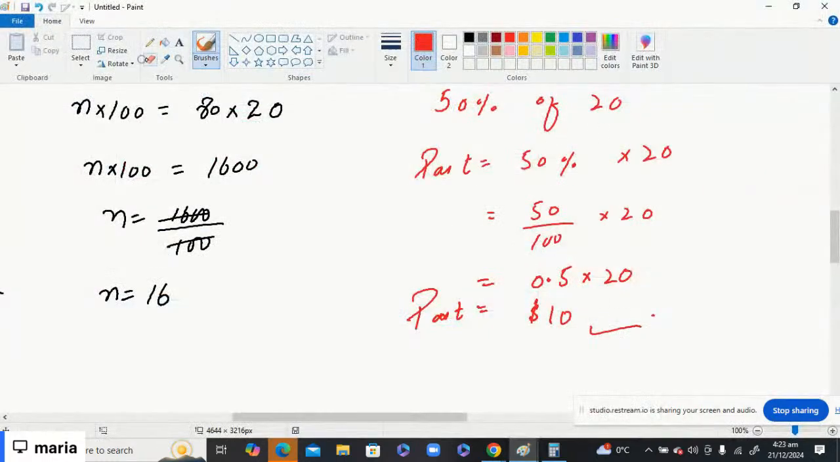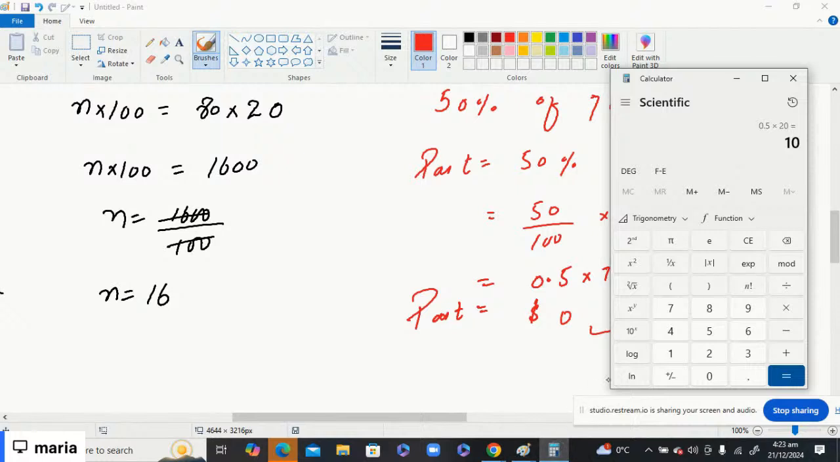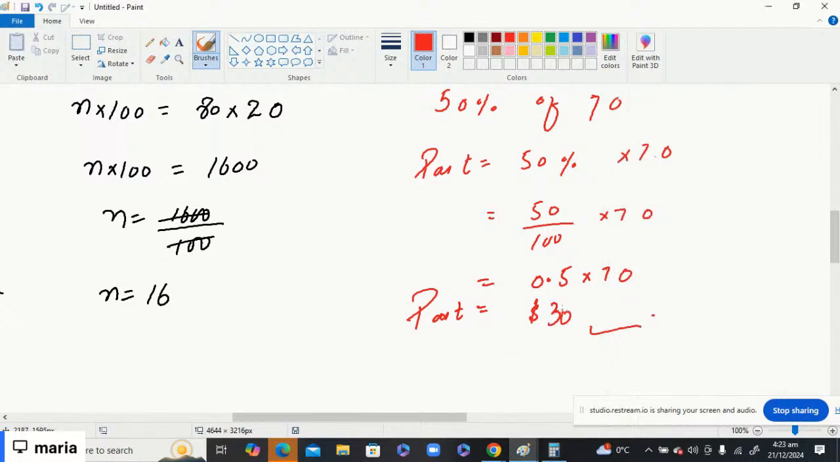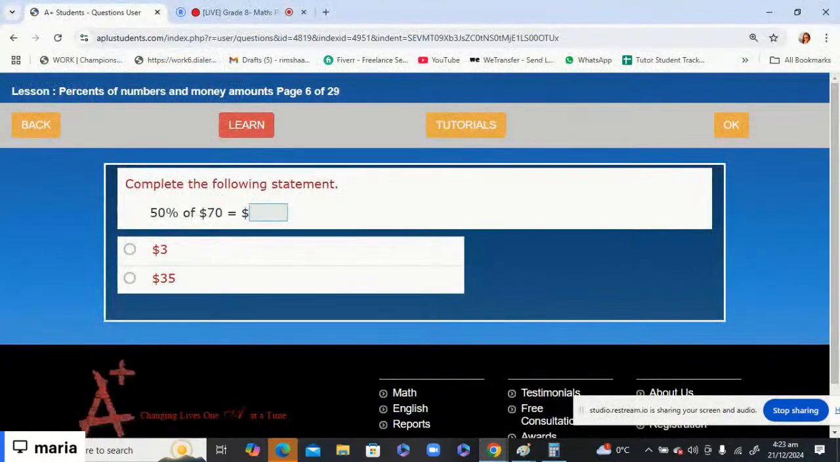50% of 70. It's not 20. It's 35. 50% of 70 is $35.